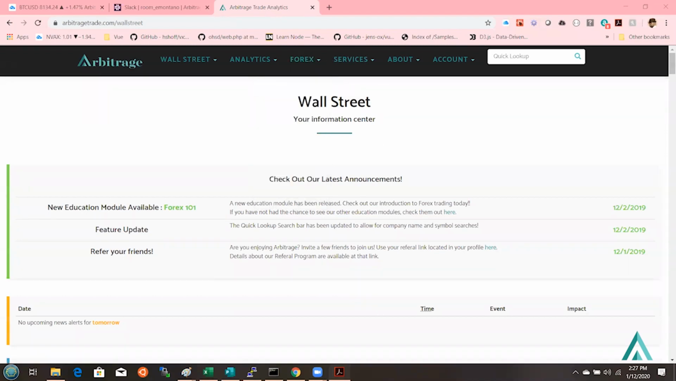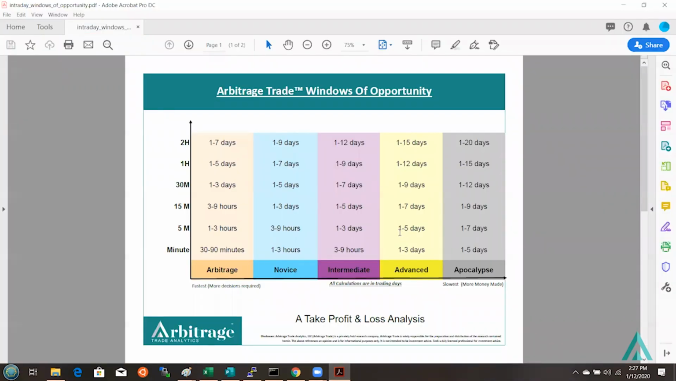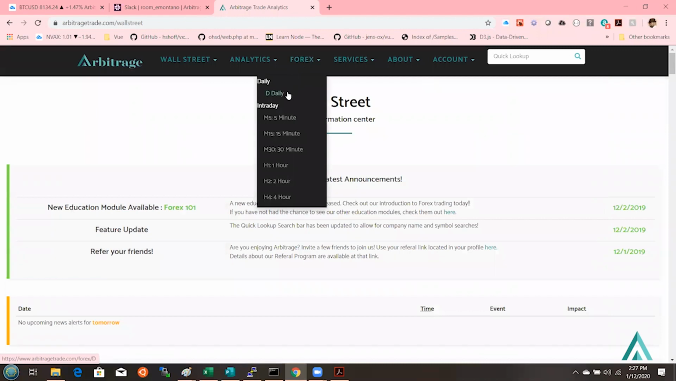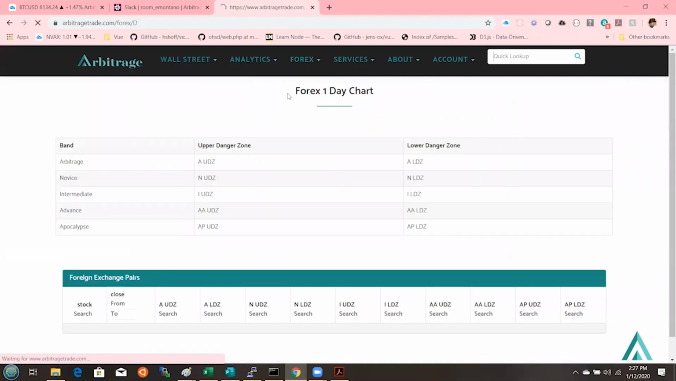There is even a brand new Windows of Opportunity where we're breaking it down to the 1 minute, 5 minute, 15 minute, 30 minute, 1 hour, and 2 hour time frame to let you know basically how long you're expected to be in the trade based on the filter that you use. This is very much like tuning into a radio station. I'm going to show you an example of how we use this on the daily time frame.